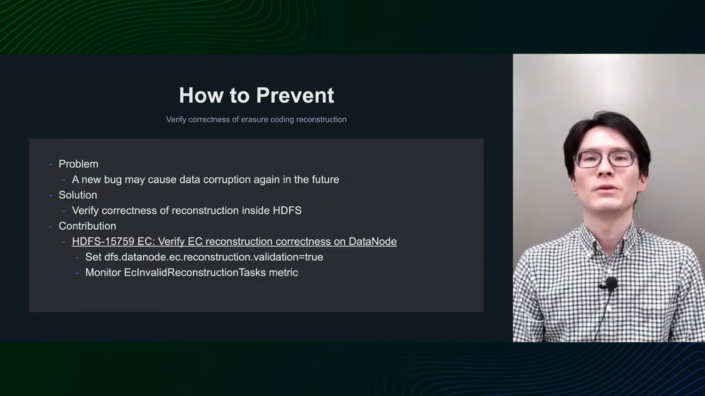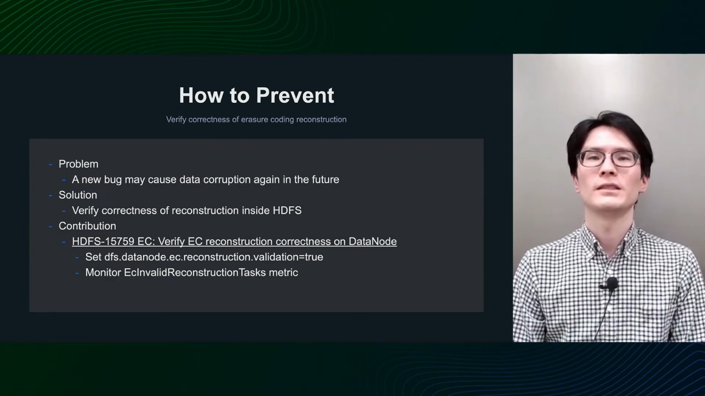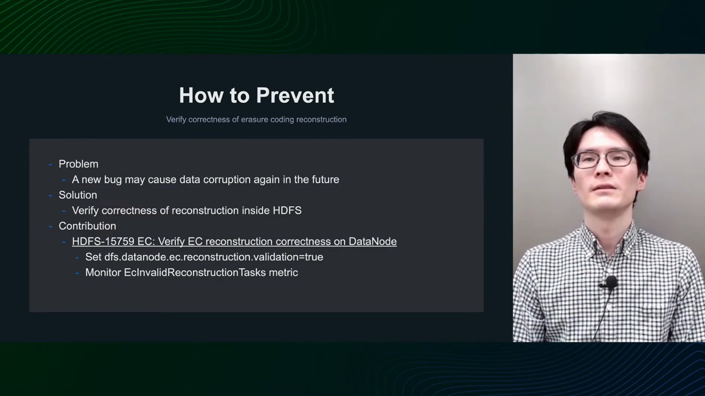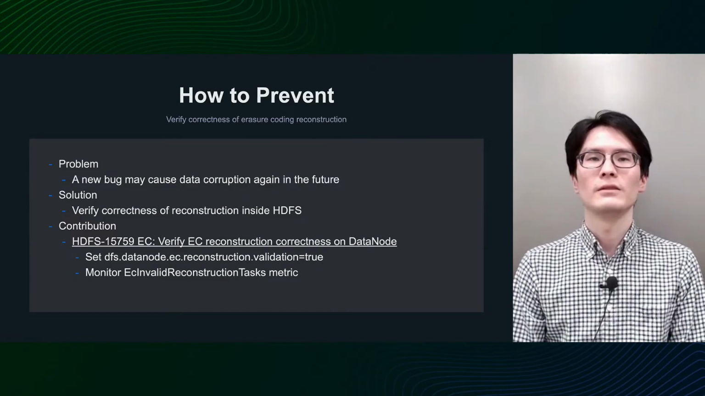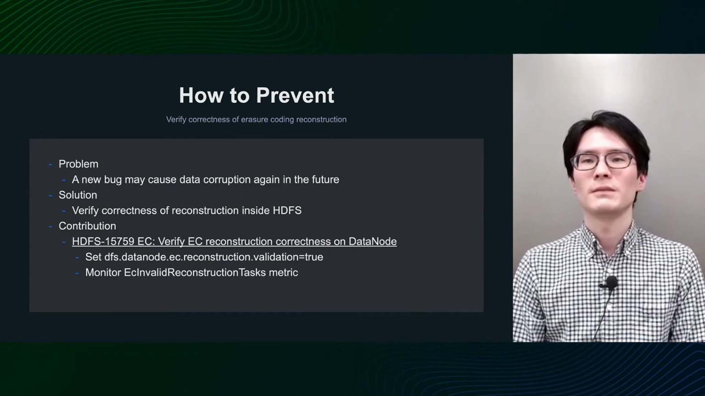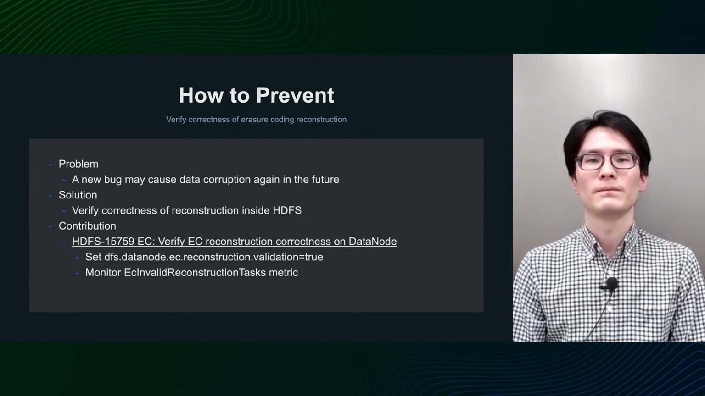As for the second issue, how to prevent data corruption in the future, we implemented a validation logic to check the correctness of reconstruction at every reconstruction and sent the patches to the HDFS source code. This feature has already been merged upstream and is enabled by setting the property EC reconstruction validation to true in hdfs-site.xml on the data node. It also provides a metric called EC invalid reconstruction task, which can be used to detect validation failures.